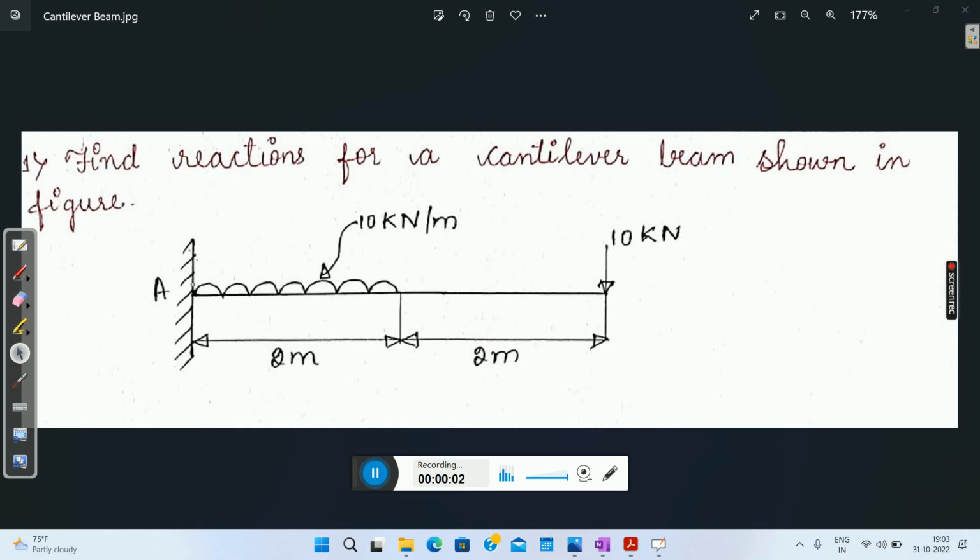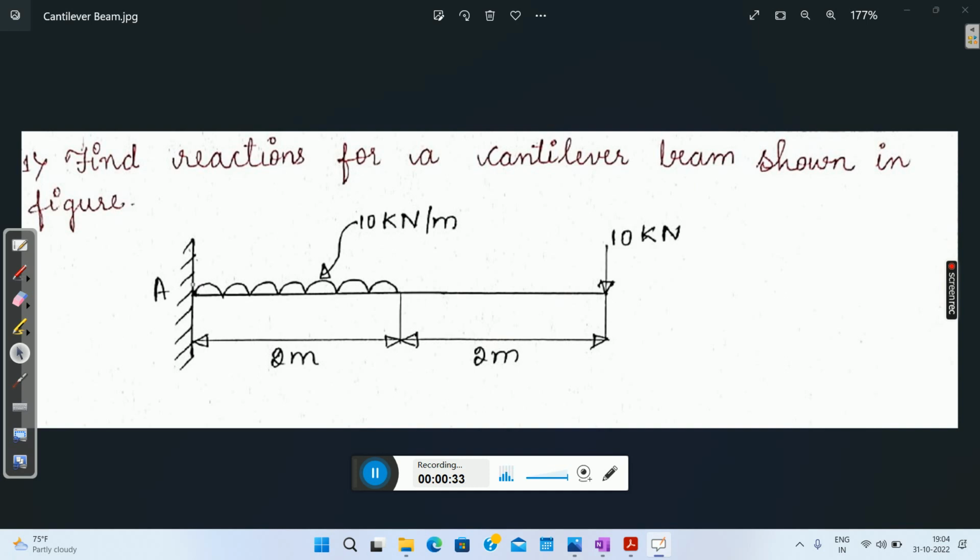Let us find the reactions for this cantilever beam. So you already know the definition of cantilever beam: a beam which is having one end fixed and the other end free. It is called a cantilever beam. So let us find the reactions manually, then verify the answers by using SAP 2000 program.